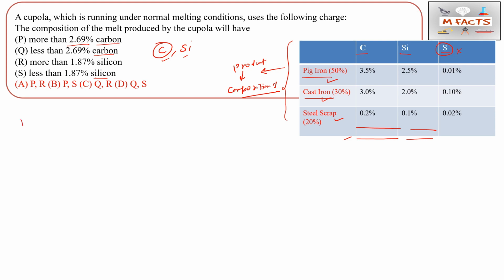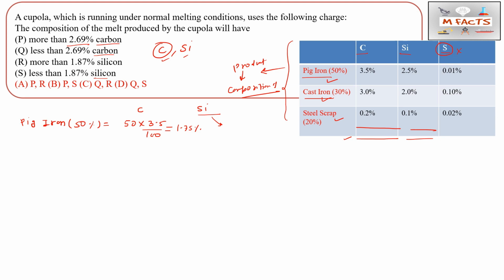So the first charge is pig iron. Pig iron we have 50%, and in that we have carbon percentage 3.5%. So we need to find the carbon and silicon. 50% charge we are using, and in that charge 3.5% is carbon. So we have overall 1.75% carbon.